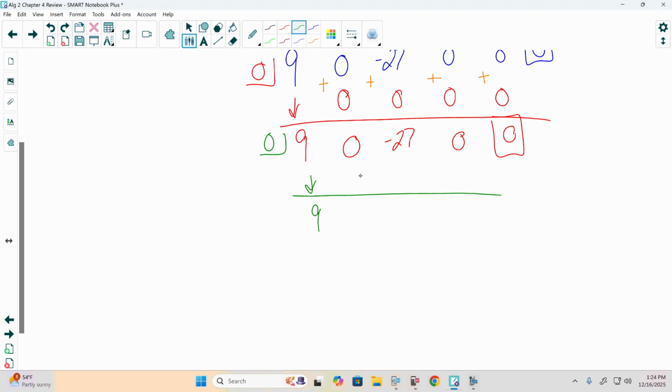We'll do it one more time. 0 times 9 is 0. 0 plus 0 is 0. 0 times 0 is 0. Negative 27 plus 0 is negative 27. 0 times negative 27 is 0, and 0 plus 0 is 0. Now, we can't do it again because the main reason we could do it was those last three numbers, last two numbers, last number were all 0. Here, we won't get that because that negative 27 is going to come down.